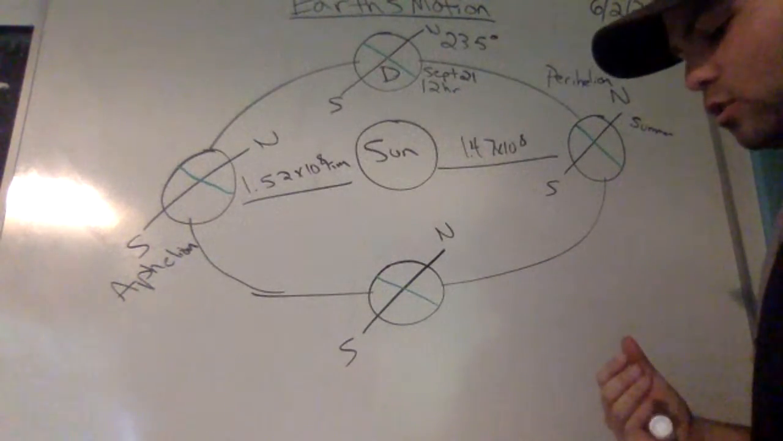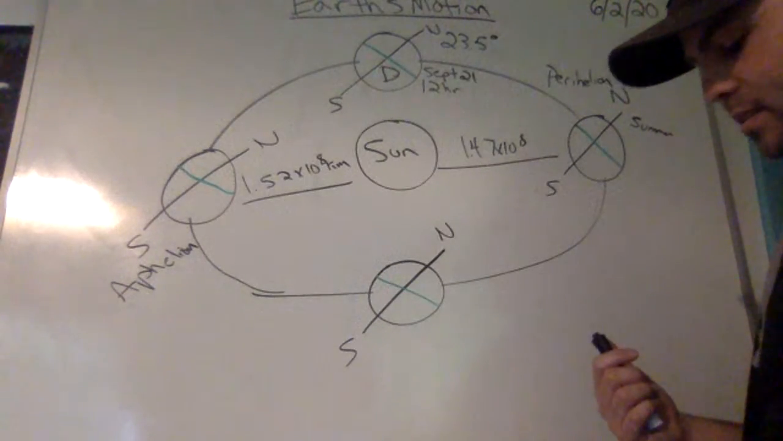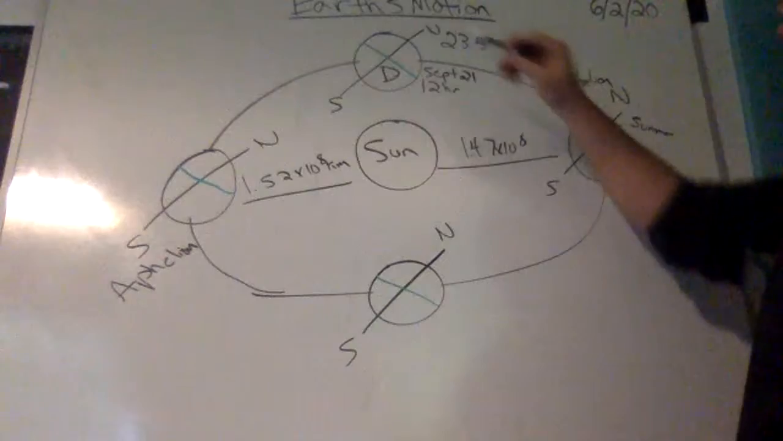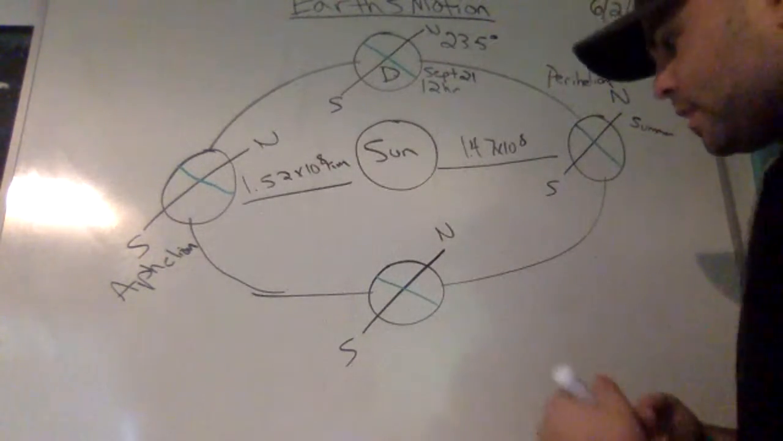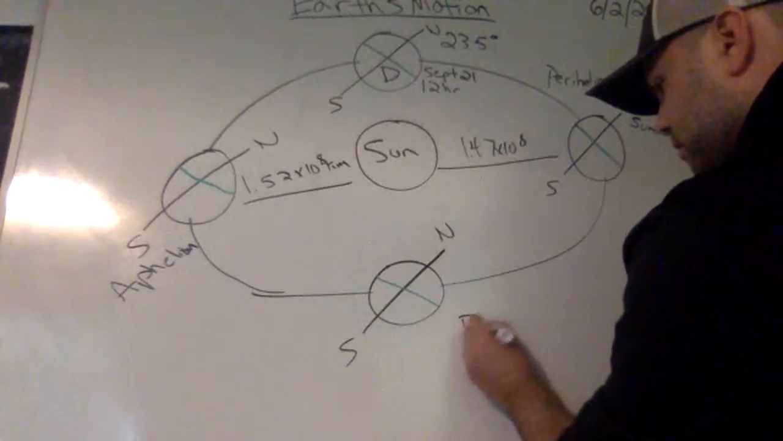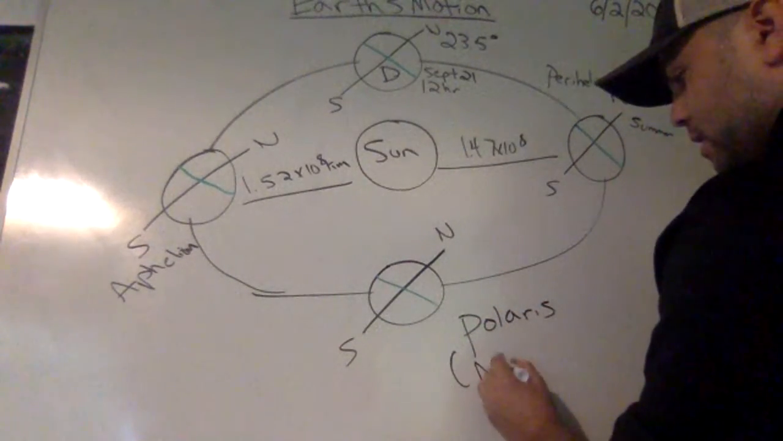And then the last one, 22, it says identify the name of the star that is aligned with Earth's axis above the North Pole. So remember, our tilt is always pointing at the same star, and that star is Polaris, also known as the North Star.